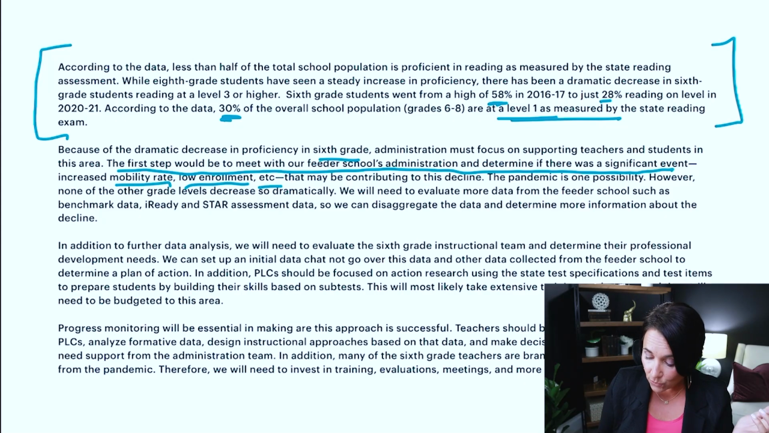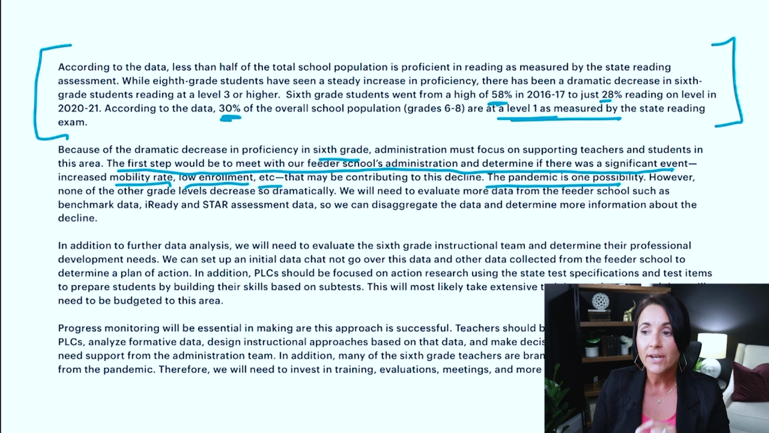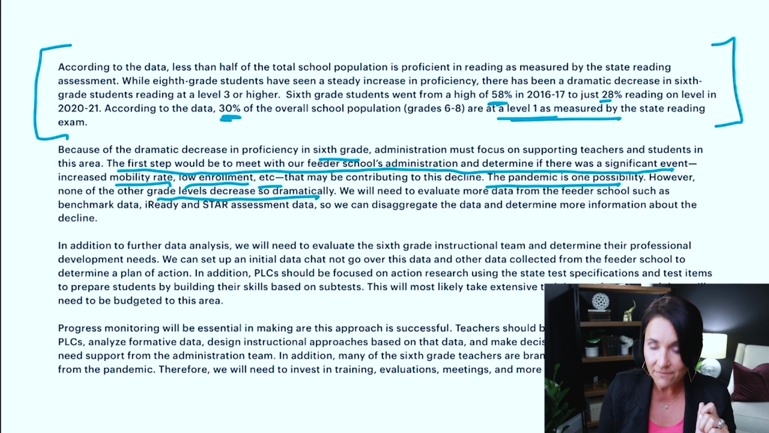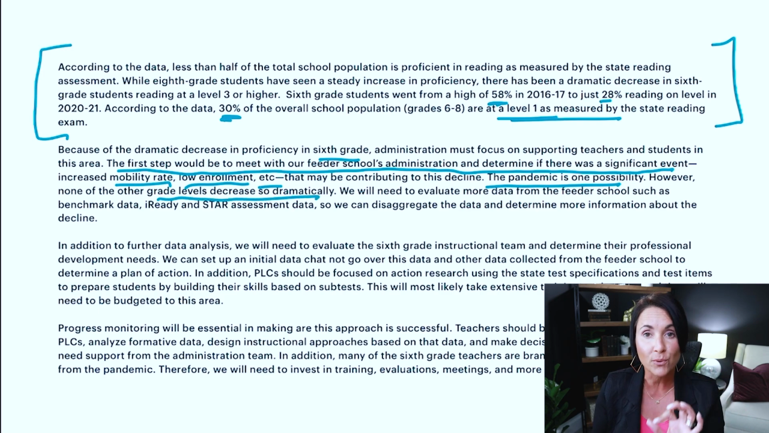All of these things could be a possibility, but I know a lot about mobility rate and enrollment. Those are things I'm comfortable talking about. So I threw those in here. And then I do mention the pandemic. The pandemic is one possibility. However, none of the other grade levels decreased so dramatically. So again, I get specific and talk about the other grade levels briefly just to support my concern.